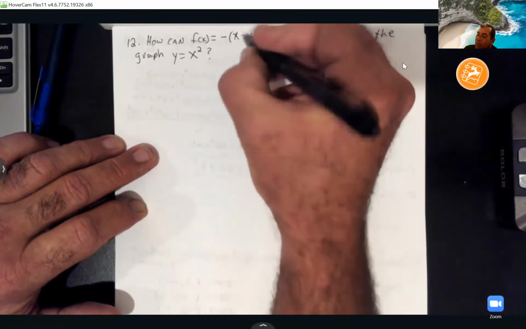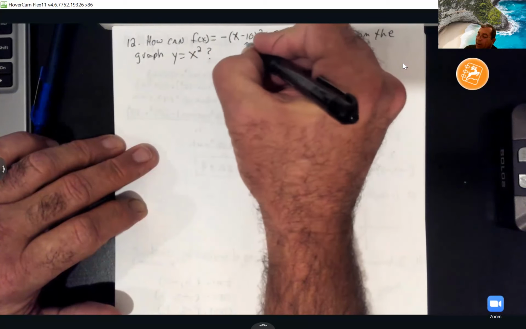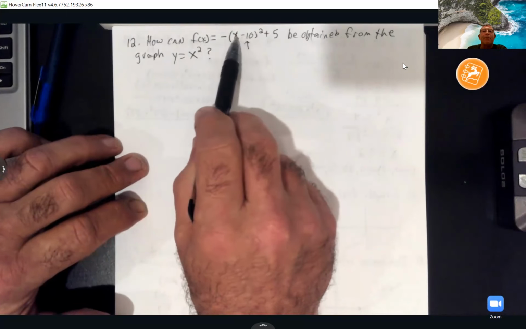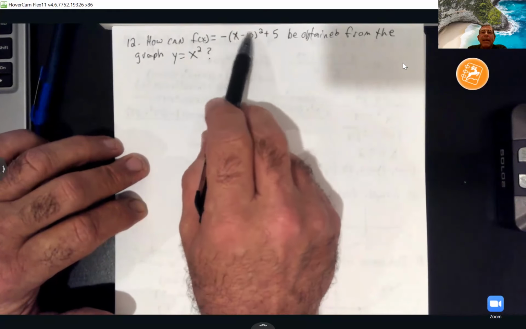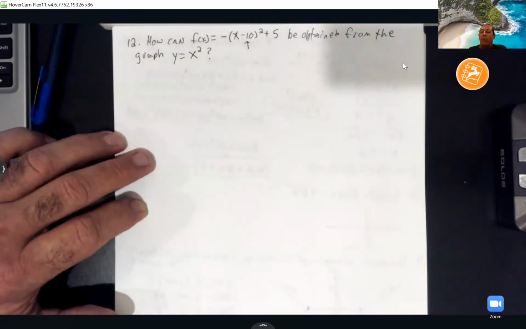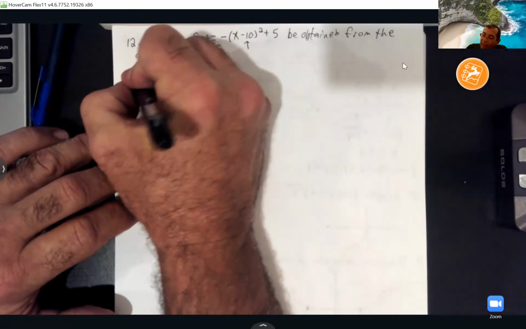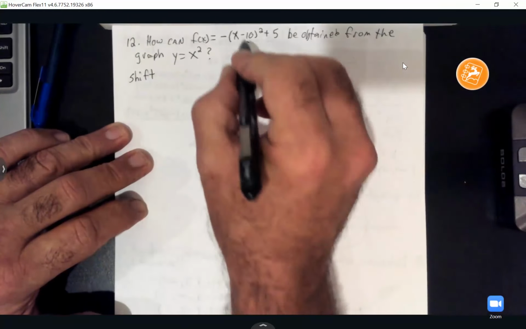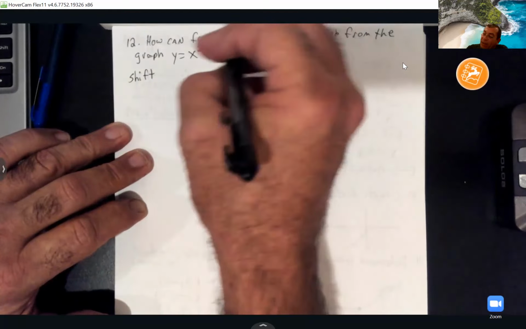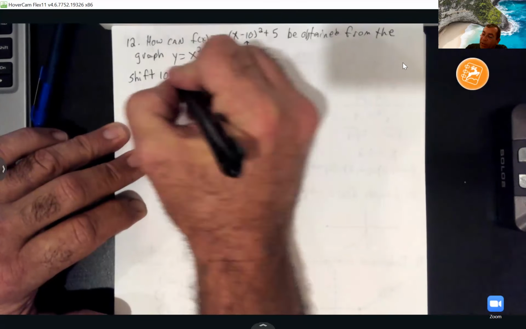So the first move is going to be these parentheses here. When I subtract 10 from my x inside the parentheses, am I going to go left or am I going to go right? Right. I'm going to go right. There you go. So remember, subtraction's right, adding's left. So we're going to shift 10 units to the right.